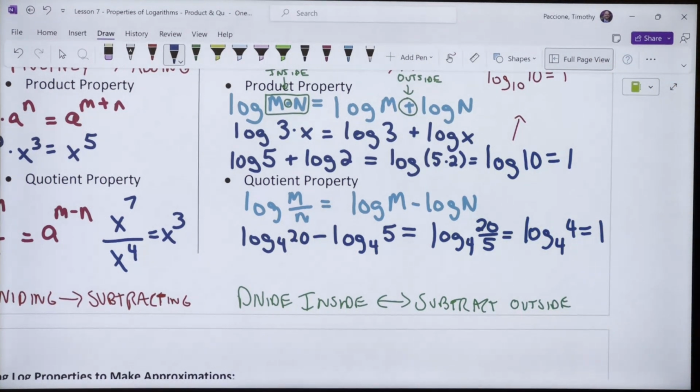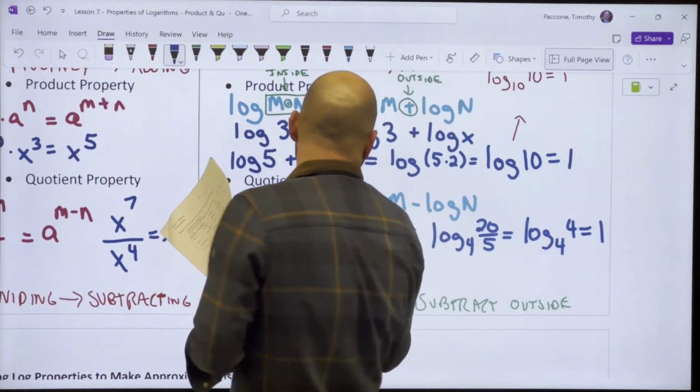Shouldn't it be log base 4 of 20 over log base 4 of 5, or no? No, you have to combine them into one log. It's not log divided by log. They get divided on the inside of one log. All right, let's go the other way.